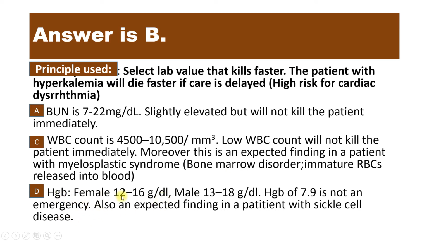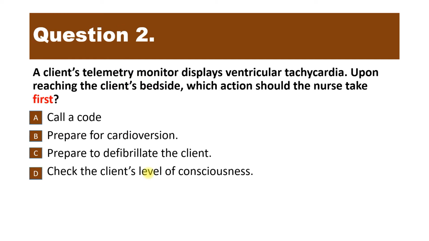The patient with a hemoglobin count of 7.9 is not an emergency. Really, we can always consider this patient to be fit for transfusion when they reach hemoglobin 7, so we can borrow more time here, but we cannot borrow time on a patient who is having potassium of 7, because that patient will have dysrhythmias anytime. Alright guys, let's go to the second question.